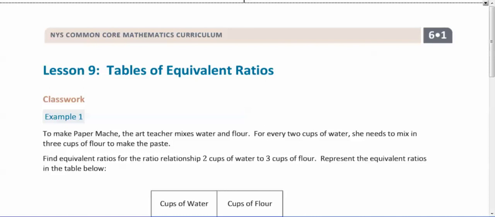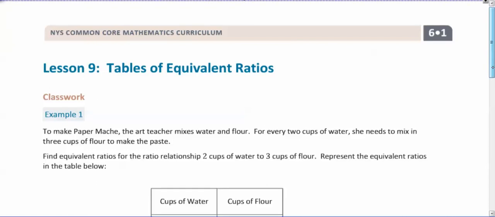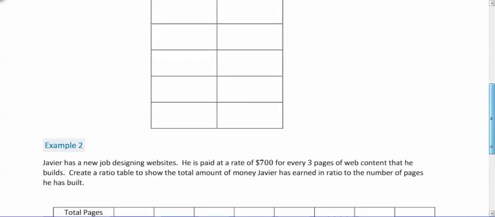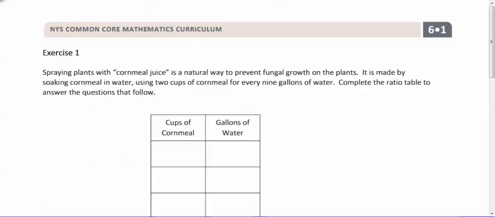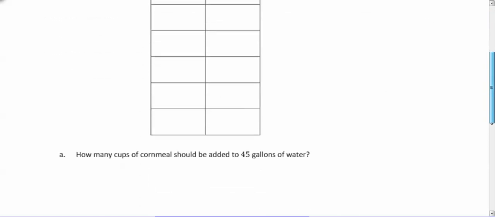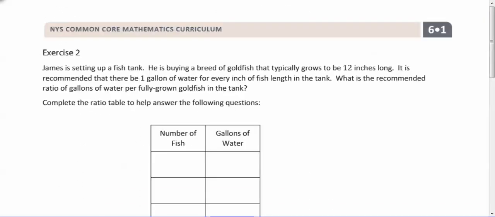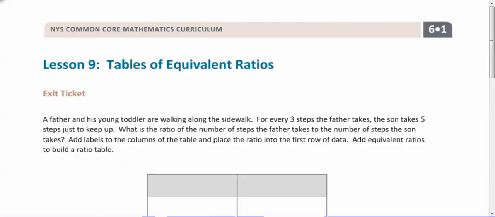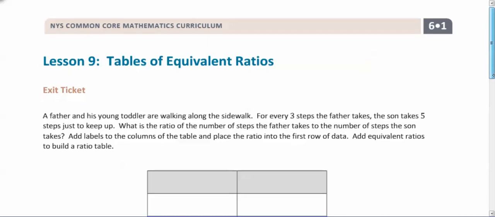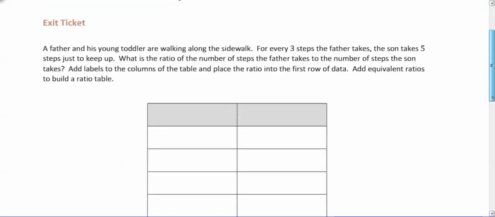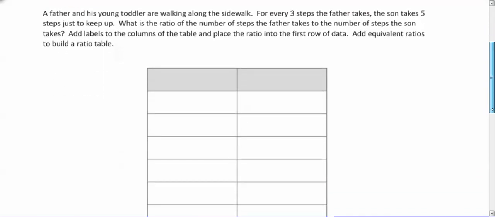Today we're going to continue talking about ratio tables. I apologize for not uploading videos the past few days, but really it's quite a simple concept. Hopefully you weren't too lost without me. We are going to go over the homework on page 21. We did all these ratio tables and figured out how many gallons of fish in a tank. But then your homework was on lesson 9, the exit ticket, and a father and his young toddler.